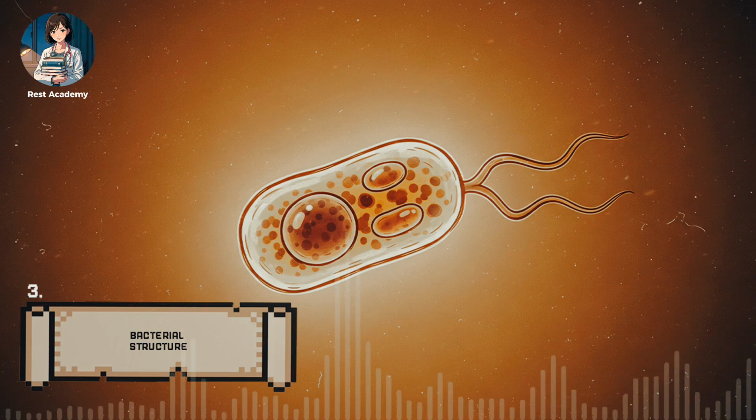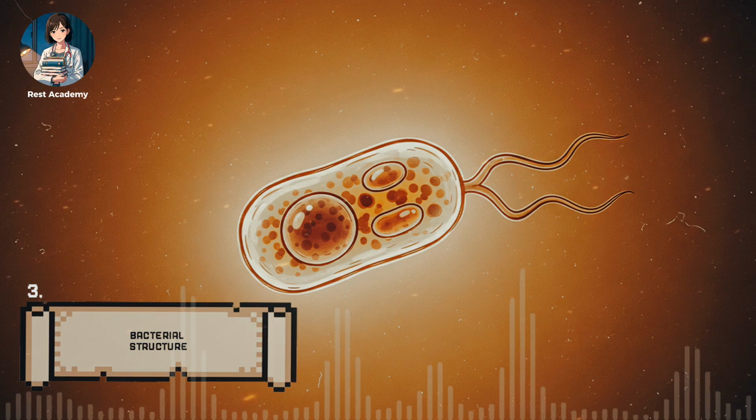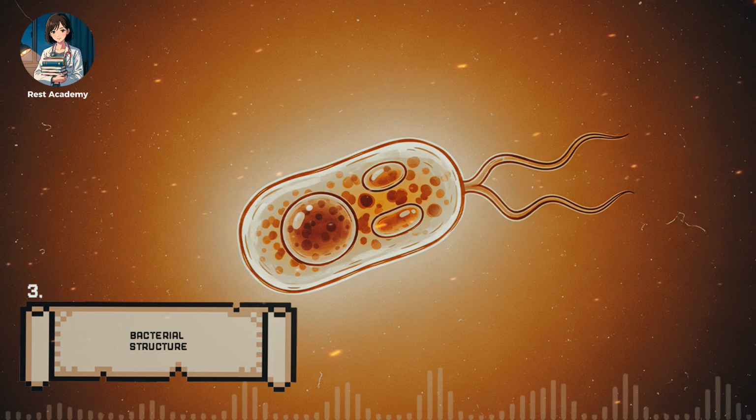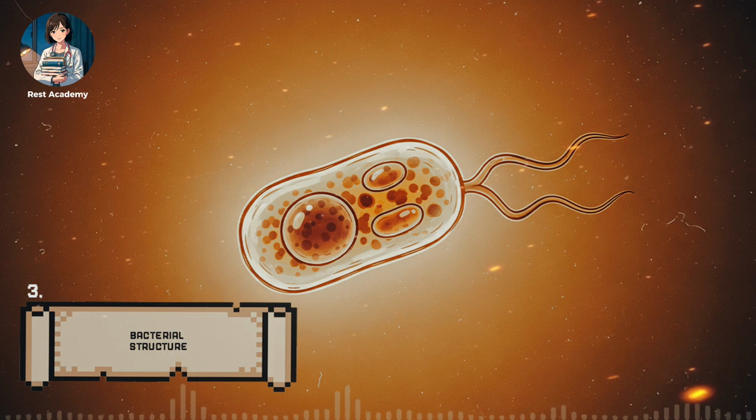Spirochetes solve movement differently. Their flagella reside within the periplasm as axial filaments that wrap around the cell cylinder. When they rotate, the entire organism corkscrews, allowing travel through viscous media like mucus or connective tissue.